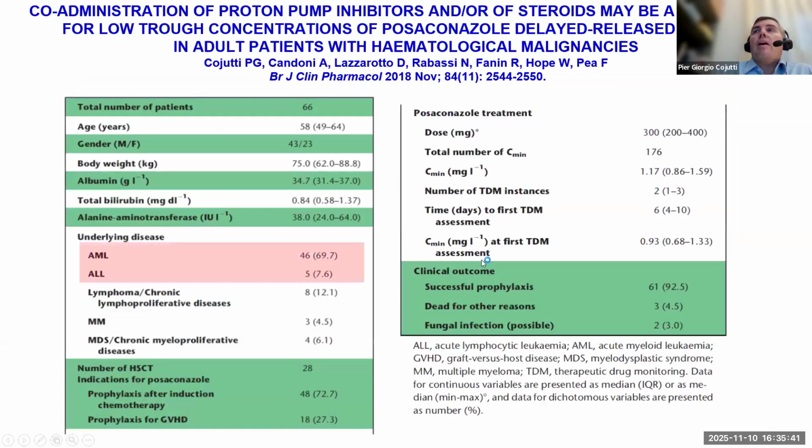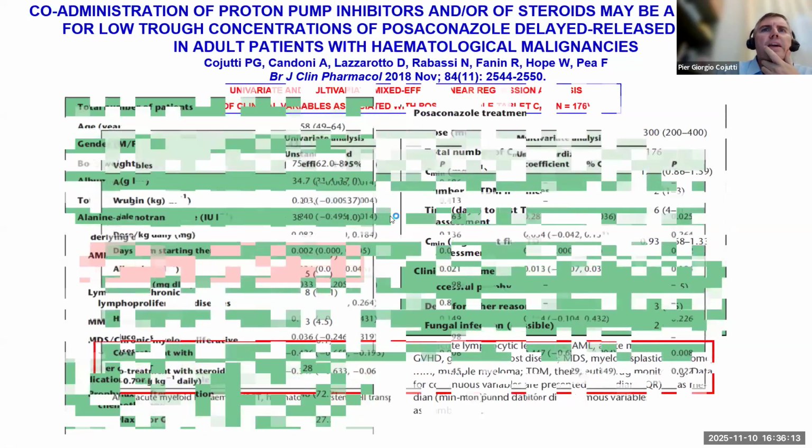What can we say about posaconazole, which is a typical hematological antifungal drug? So what is the problem when using posaconazole? The problem for posaconazole is absorption, which was partially solved by passing from syrup to tablets. Here you can see a small study we did some years ago on 66 patients affected mainly by acute myeloid leukemia and acute lymphatic leukemia.